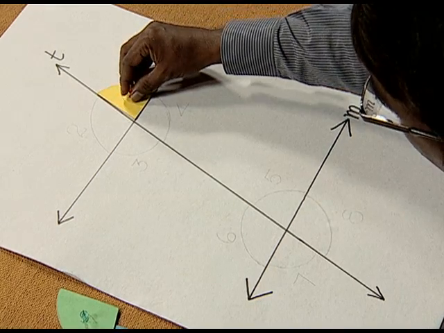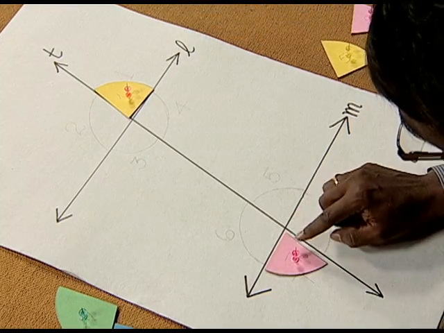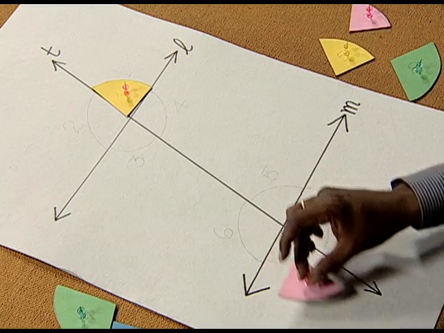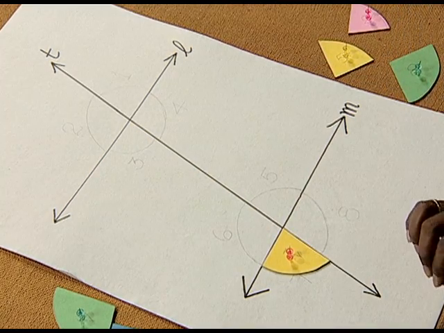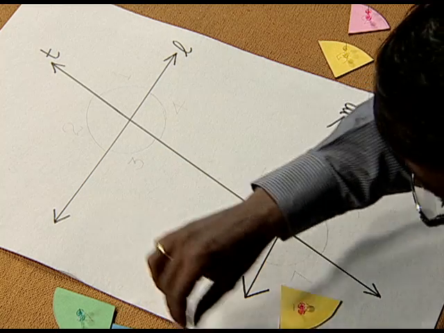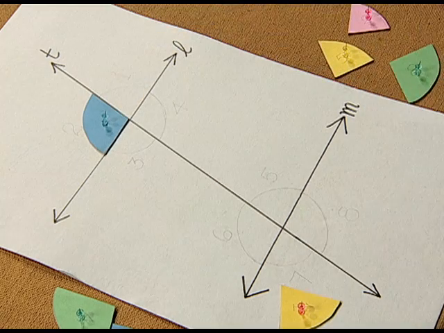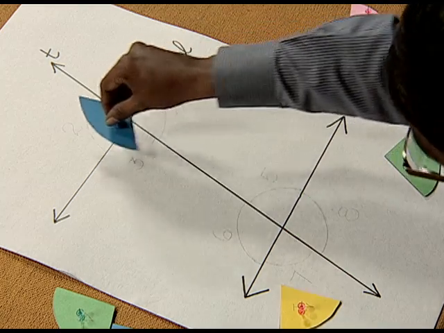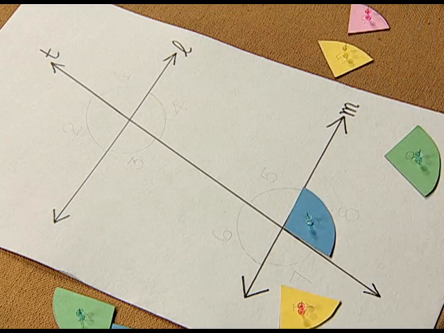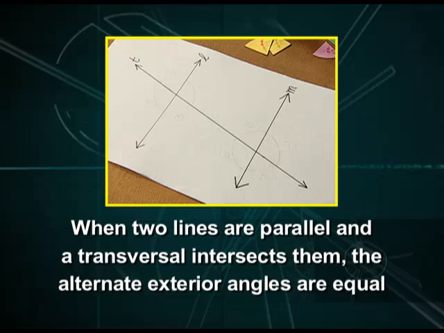Now we check the property of alternate exterior angles. Now I am taking angle 1 here and angle 7 here. I place this angle 1 over angle 7. These two are equal. Now we will check with angle 2 and angle 8. Now I place angle 2 over angle 8. These two are equal. So children, when two lines are parallel and a transversal intersects them, the alternate exterior angles are equal.